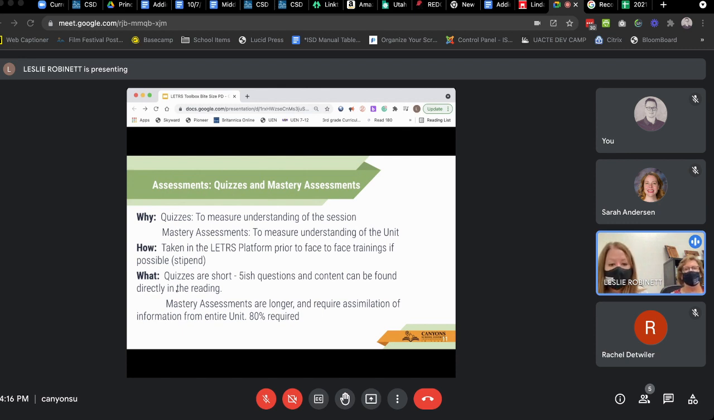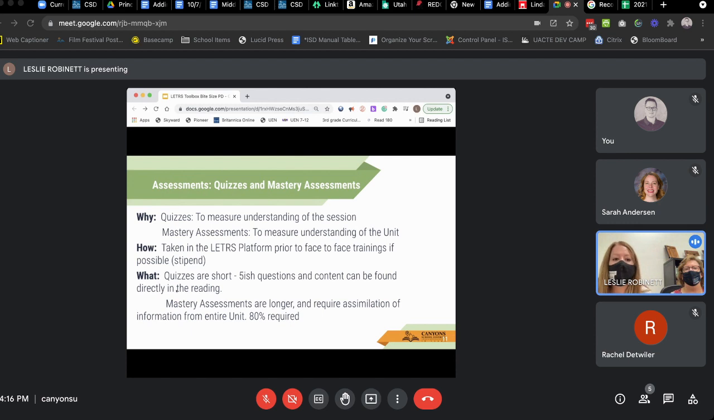The mastery assessment, that's the assessment for the whole unit. So when you're done with all 8 sessions for the unit, that one needs to be completed at mastery of 80%. So that one we encourage, and I think all of your principals and coaches have encouraged you to be on board to do it in a PLC and do it together.